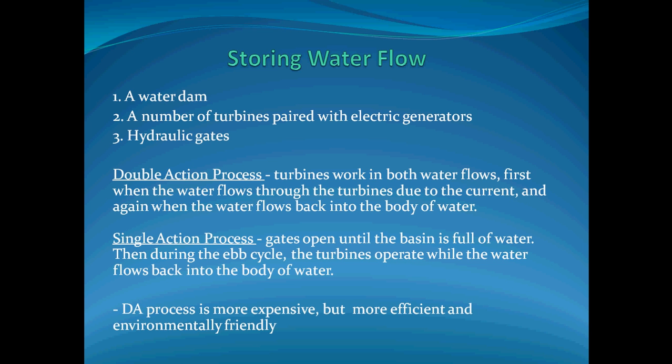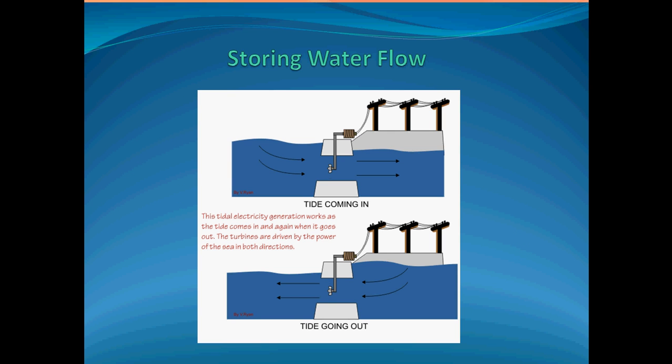The first is a double action process. In this process, turbines work in both water flows. So they work when the water flows through the turbines due to the current, and then again when the water flows back into the body of water. In the single action process, the gates open until the basin is full of water. Then during the ebb cycle, the turbines operate while the water flows back into the body of water. Typically, the double action process is more expensive, but it's also much more efficient and much more environmentally friendly. This is because it allows for more marine life to get through. So in this slide we can just see how a tidal power plant can operate in both ways.